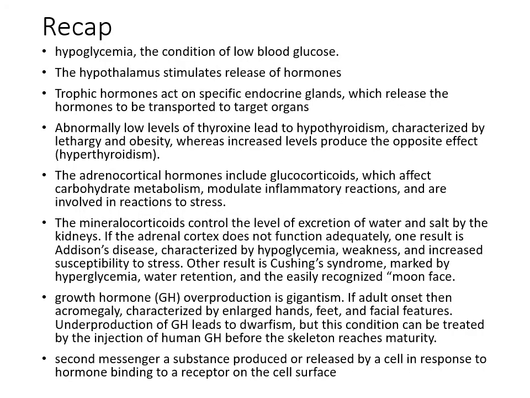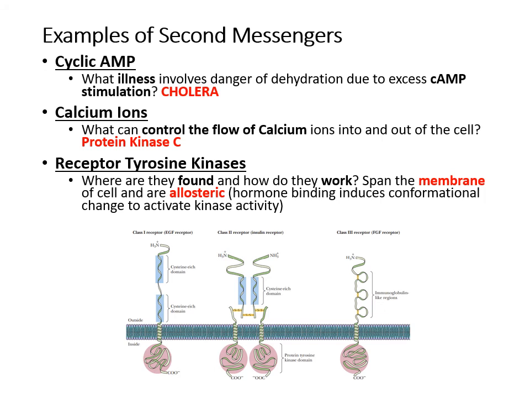And since that was a whole lot of terminology that I wanted you to know the definitions of or significance, I have listed out the notes here for you. Now, when you hear the term second messengers, I want you to think of these three examples. So know that cyclic AMP, calcium ions, and receptor tyrosine kinases are all examples of second messenger systems in the cell. First up, cyclic AMP.